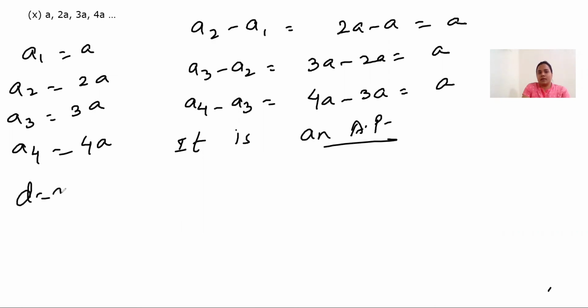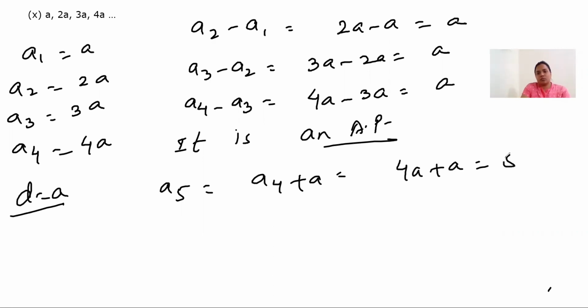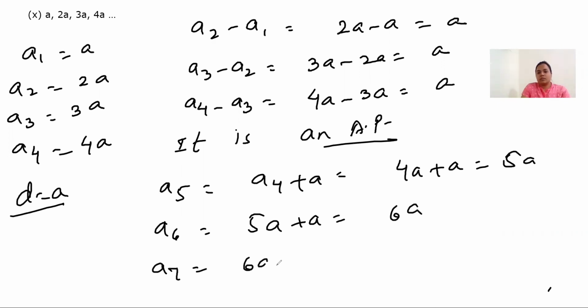D will be A. So A5 is A4 plus A, that is 4A plus A, so 5A. A6 will be 5A plus A, 6A. And A7 will be 6A plus A, that is 7A. Okay, let's move to the next question.